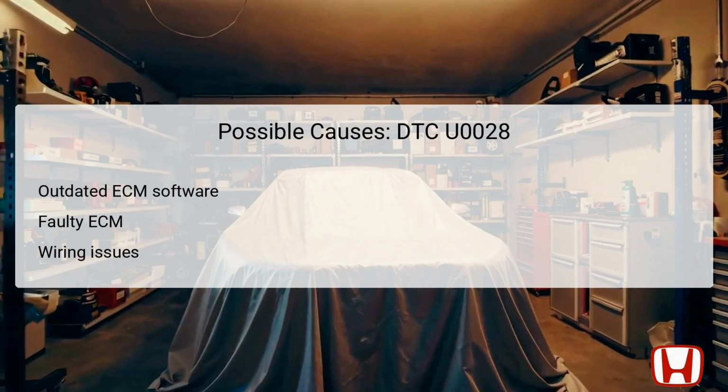Firstly, the ECM may have outdated software, which can hinder its ability to communicate effectively within the FCAN. Manufacturers periodically release software updates to address bugs and improve performance, so checking for an update is essential. A faulty ECM is another plausible cause. It may have internal faults, rendering it unable to engage properly with the FCAN. Additionally, wiring issues could disrupt communication, such as shorts, breaks, or corroded connectors.